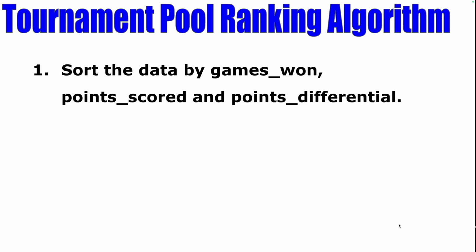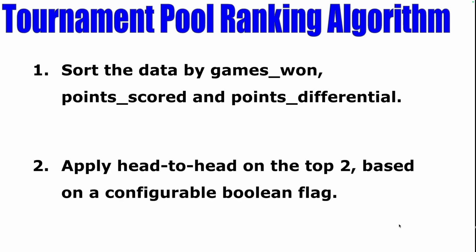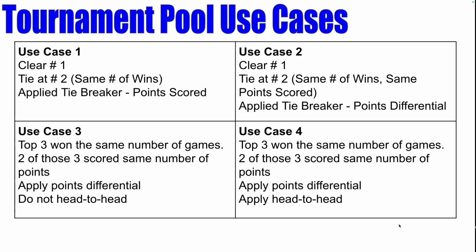A quick recap of what we saw in this video. We saw the tournament pool ranking algorithm. It works in 2 steps. Sort the data by games won, points scored, and points differential. Apply the head-to-head on the top 2 based on a configurable Boolean flag. These are the 4 use cases we looked at.